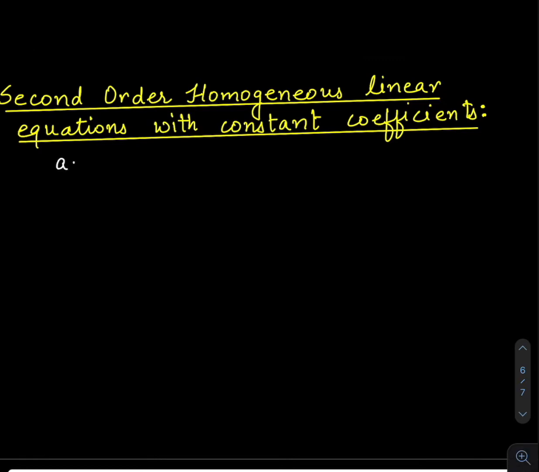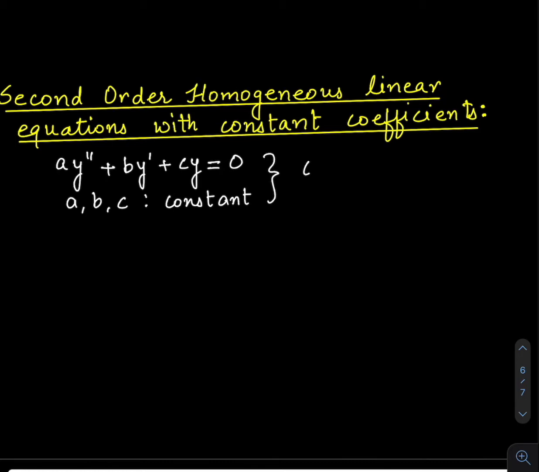So the general form of a second order homogeneous linear equation is given by ay double prime plus by prime plus cy equal to 0, and since we are considering constant coefficients, we'll say a, b and c are constants. So this is our general form.